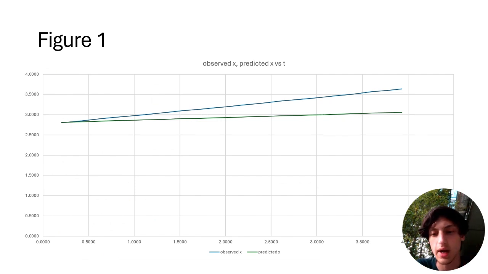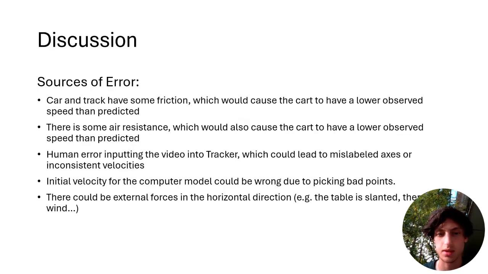So this is my graph. The observed x is in blue, the predicted x is in green. The observed x is actually slightly larger than the predicted x, and it has a greater magnitude of slope, so it has a slightly higher velocity than I predicted.